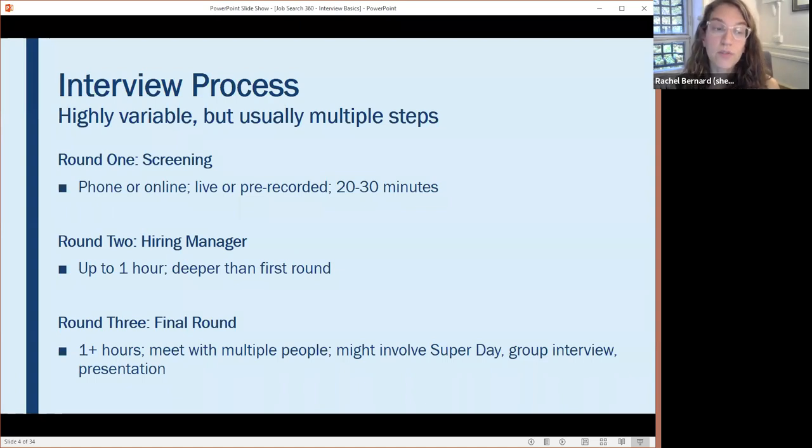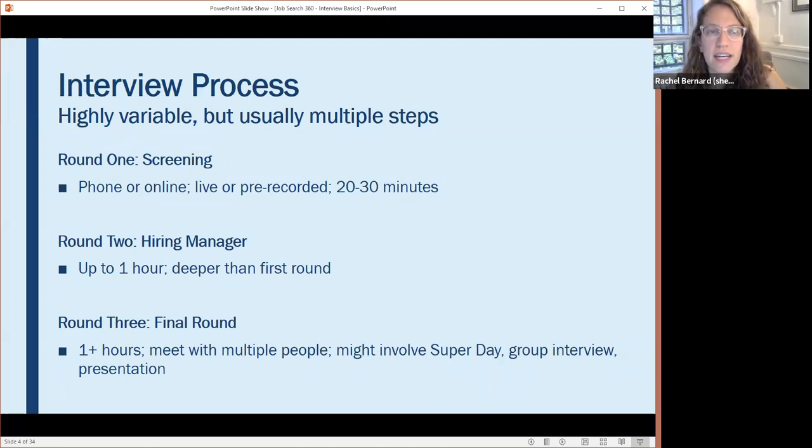It could be a group interview. It might also involve a presentation. So for an academic job, that would be a job talk. When I was interviewing for my job, I had to do a presentation saying what my vision for this office would be, and I've had to do that sometimes too. So that could be in the last step.